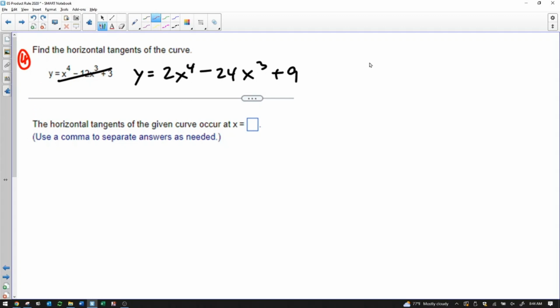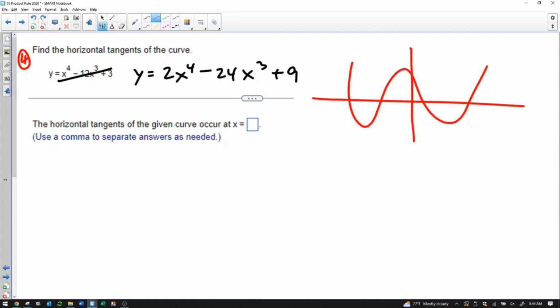So guys, I don't know what this thing looks like, okay? But I know it's a fourth degree curve, so something like that. And I know that I want to know where all the horizontal tangent lines are. So if you looked at this curve, do you see where all the horizontal tangent lines are? What is the derivative of every horizontal tangent line?